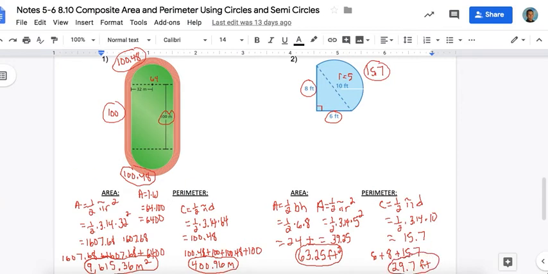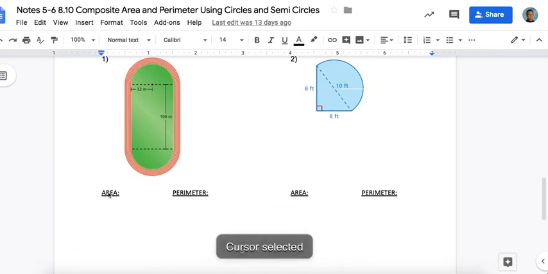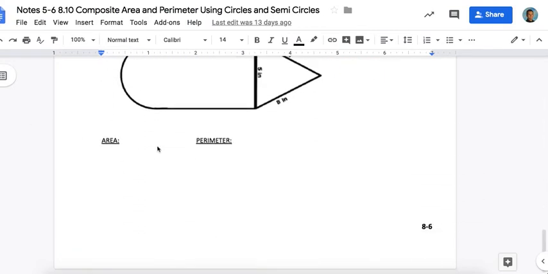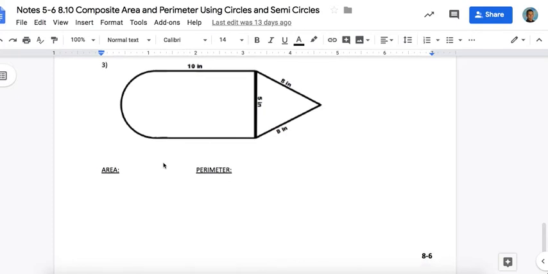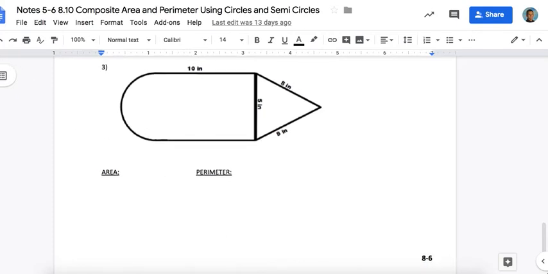Okay, let's look at one last example. The first thing we want to do here is separate it, break it apart. So I'm going to draw a dotted line here because I see a semicircle there. If this is 5, that means this is also 5. If this is 10, this is also 10.